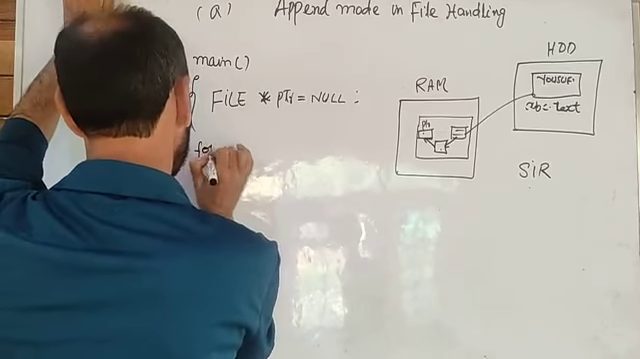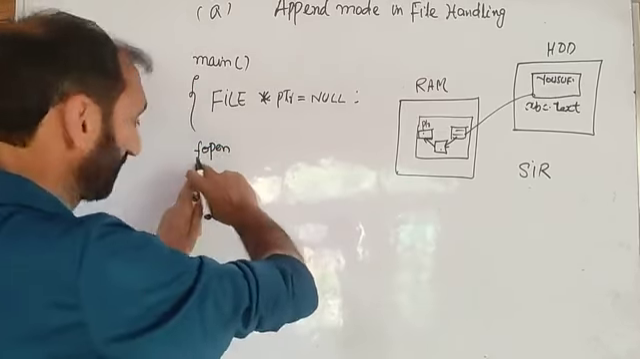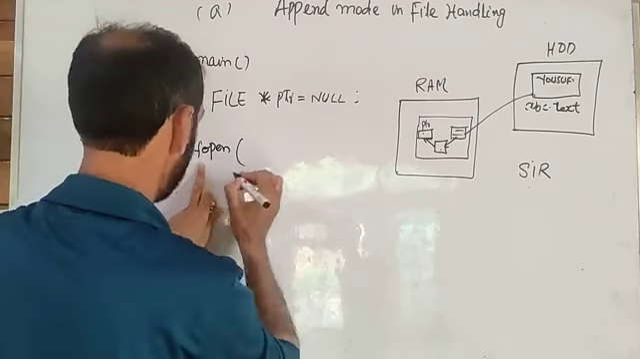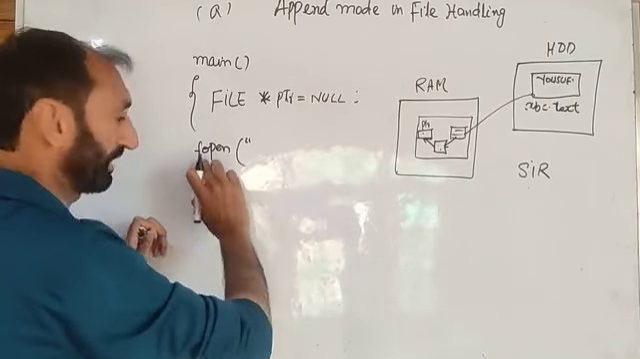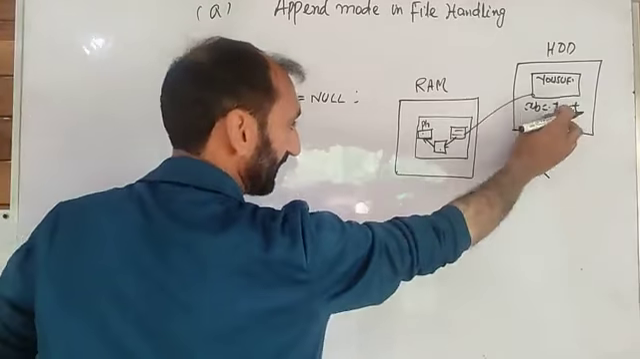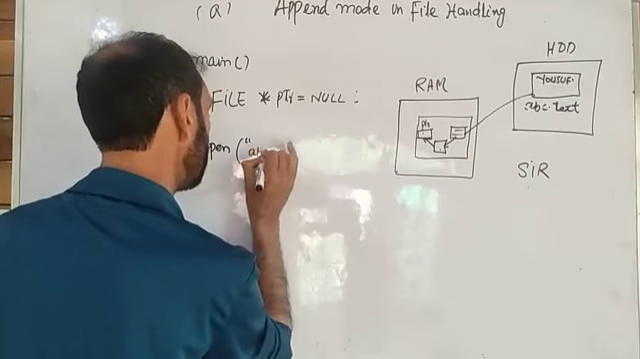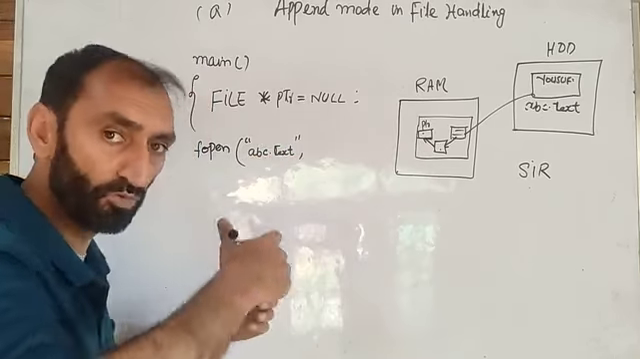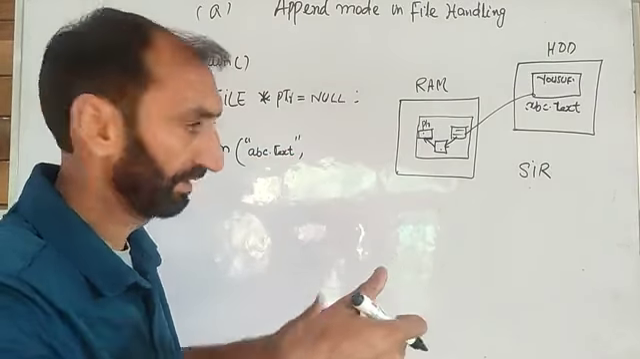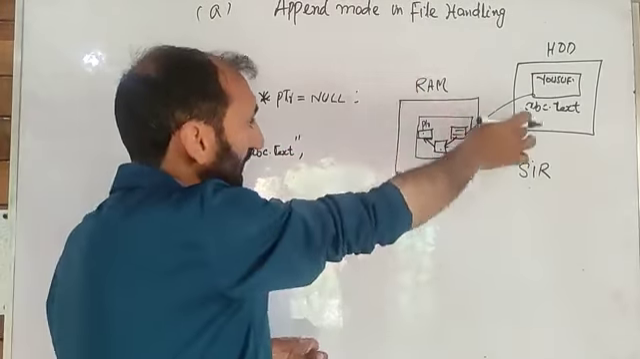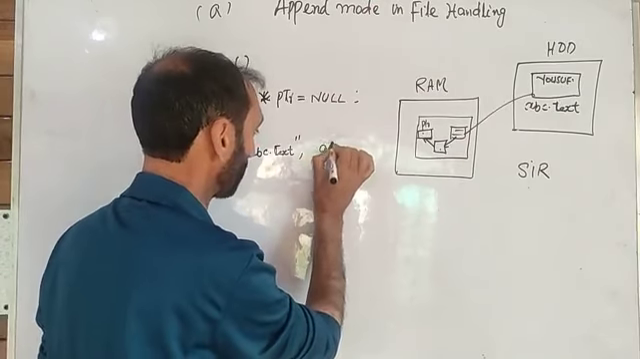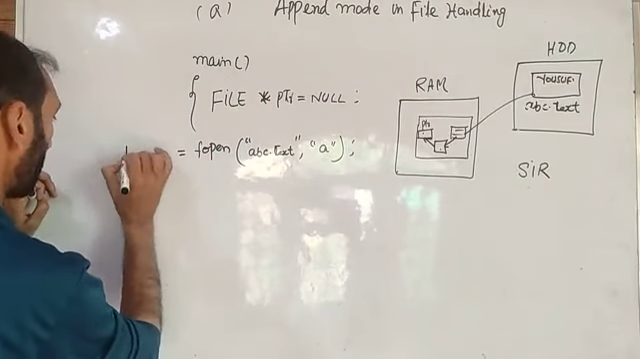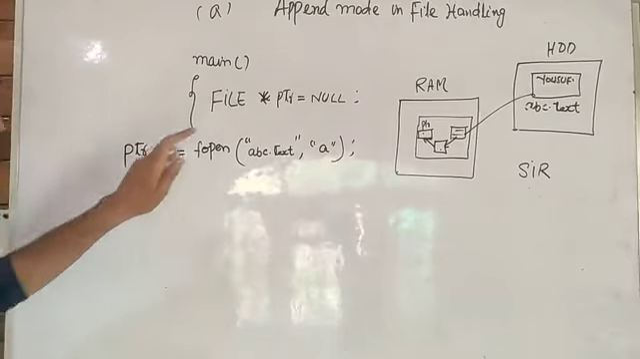fopen is a file function which is used to open a file, and it takes two arguments. First, the name of the file. In this case, the name of the file is abc.txt, and second, in which mode we want to open that file. In this case, we want to open that file in append mode, that means A mode, and it will return a pointer address that will get stored in the file pointer.